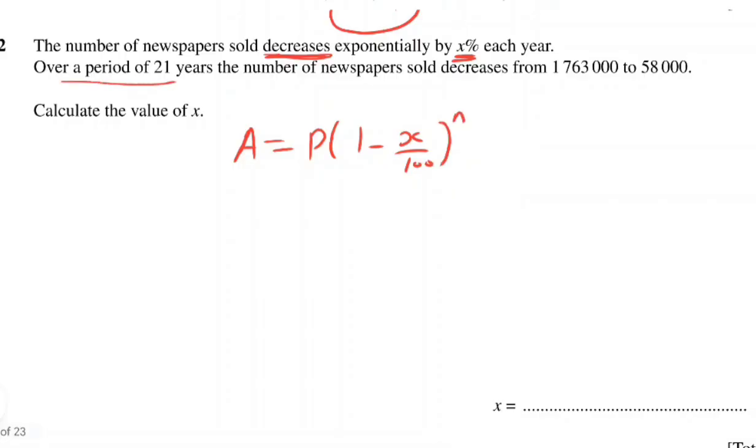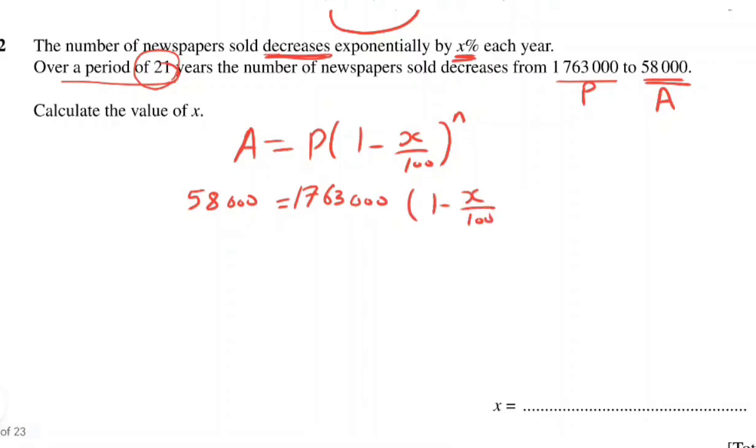Now they said over a period of 21 years, so this is n, and they are talking about a decrease from this value. This one was the principal, and this is the future value, so A is 58,000 and P is 1763. Then 1 minus x over 100, with 21 years. Let's continue. Let's divide both sides by the same number.